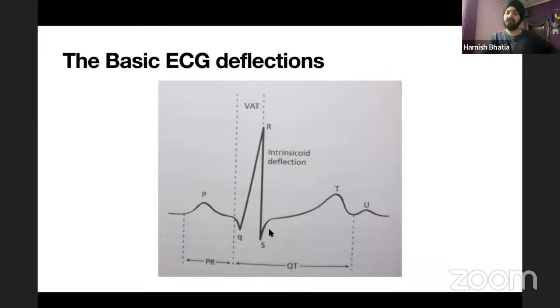Now this ECG also shows something called the intrinsicoid deflection and the VAT, which is ventricular activation time.